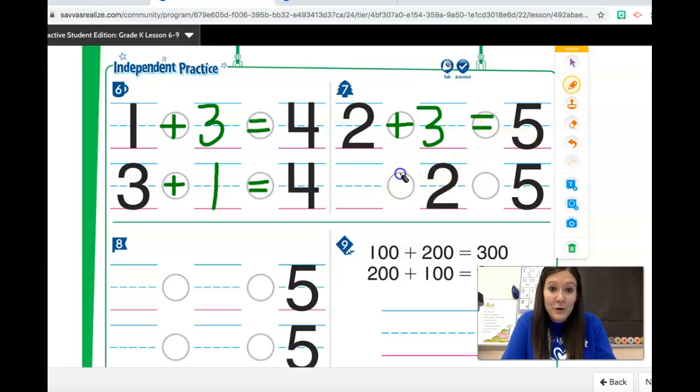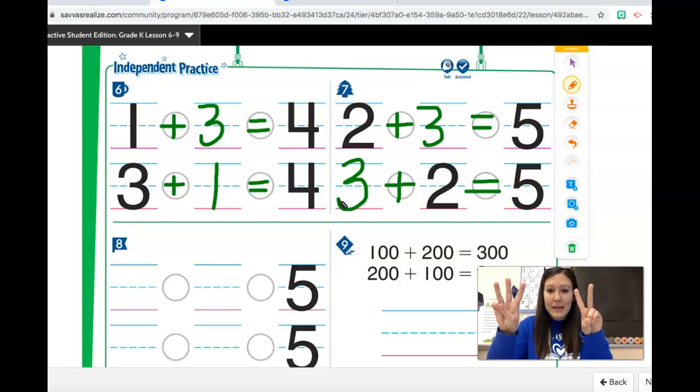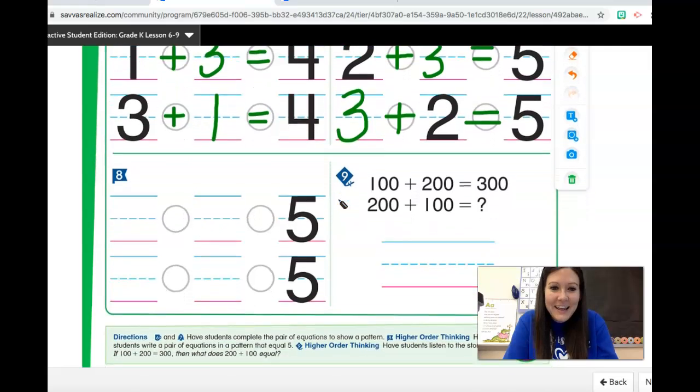Let's see if we can find the turnaround. Put the plus sign here and the equal sign here, just so that part's already done. If 2 plus 3 equals 5, what's the turnaround? 2 plus 3 and 3 plus 2. 2 plus 3 equals 5 and 3 plus 2 equals 5. Very good. Let's do another one.